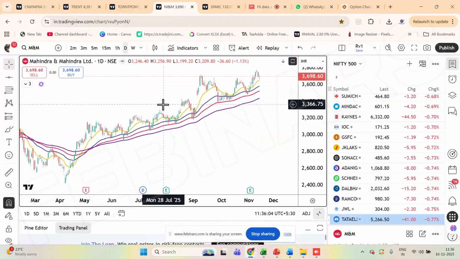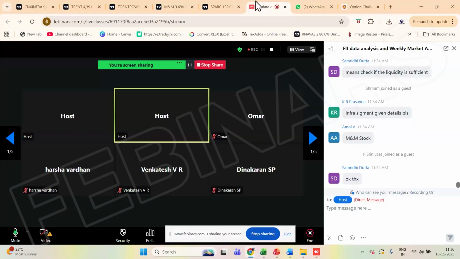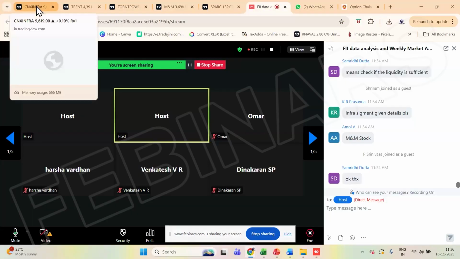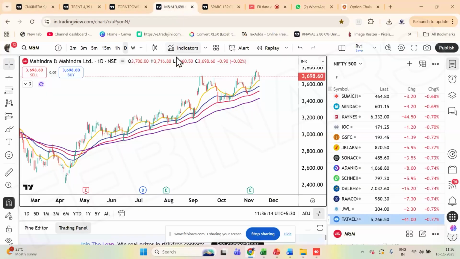Well, M&M stock analysis has been asked by Mr. Amol sir, M&M, Mahindra and Mahindra. The stock is in an irregular flat, ABC, ABC. Now where the decline stops is a very big question. If 3640 breaks, then 3300 levels or 3200 levels can be seen.